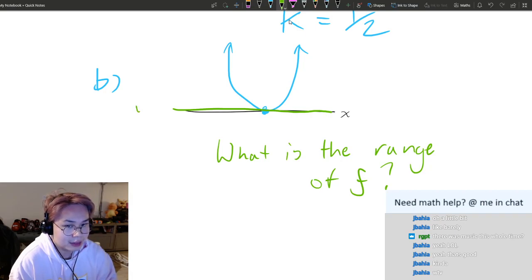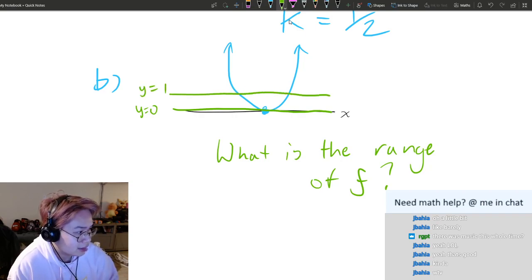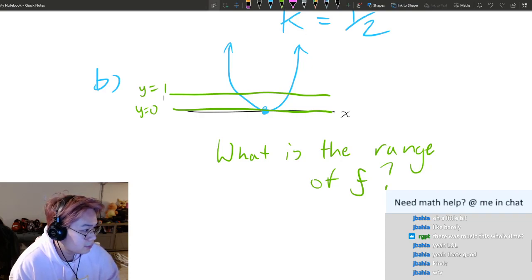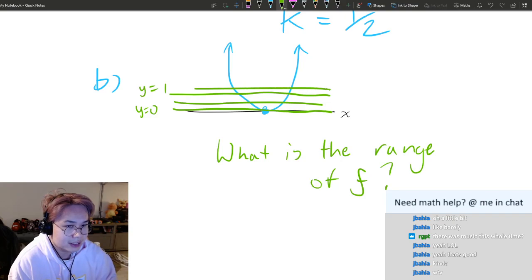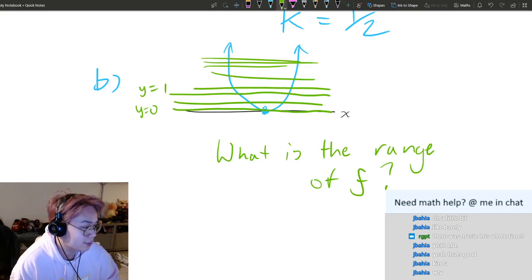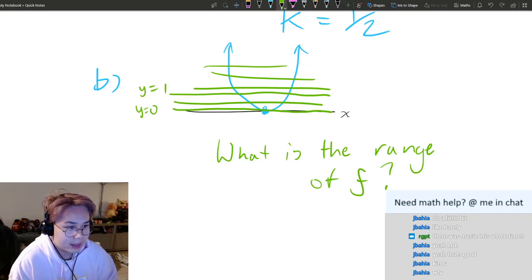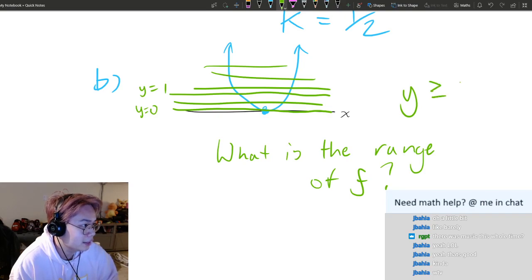So give that some thought. For example, y equals 0 will intersect the graph. y equals 1 will intersect the graph. And so on and so on. Even decimal values. So essentially, this is a very fancy way of just asking what's the range of f. And we know what the range of f is because we know what the parabola looks like. y needs to be greater than or equal to 0.